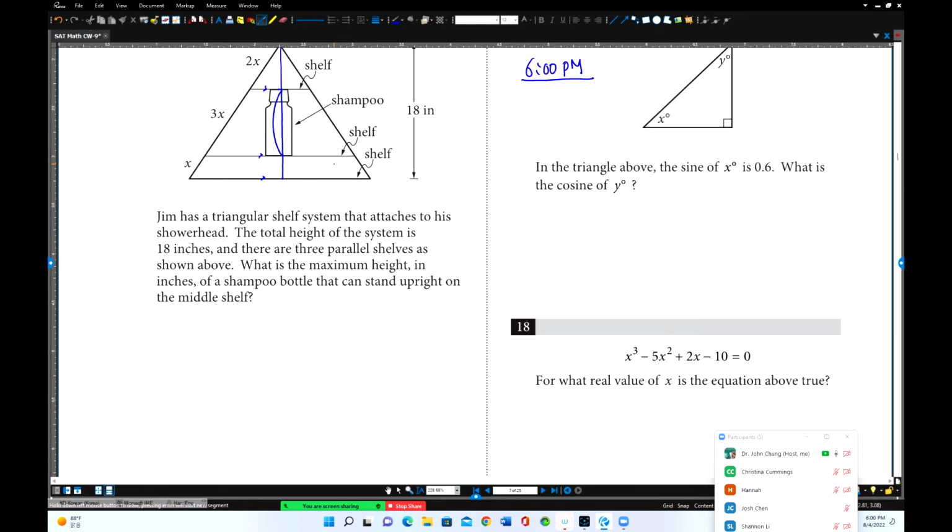This is the side splitter theorem. When you have a triangle over here, this is the base. When you make parallel lines to the base, if this is A, this is B, this is C, this is X, Y, Z. This is the side splitter theorem, okay?